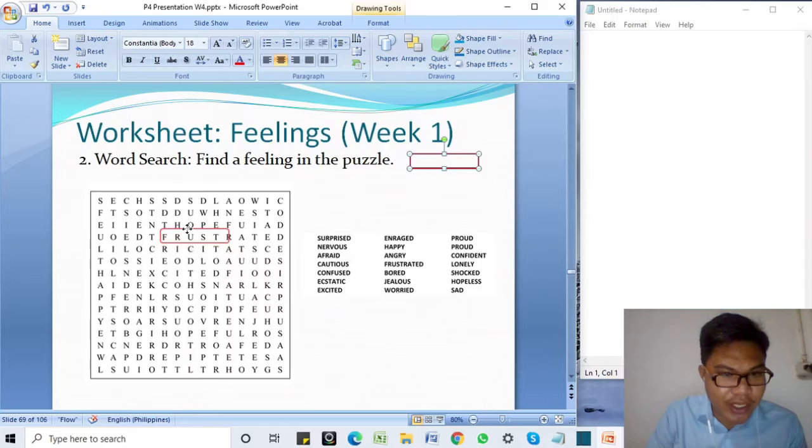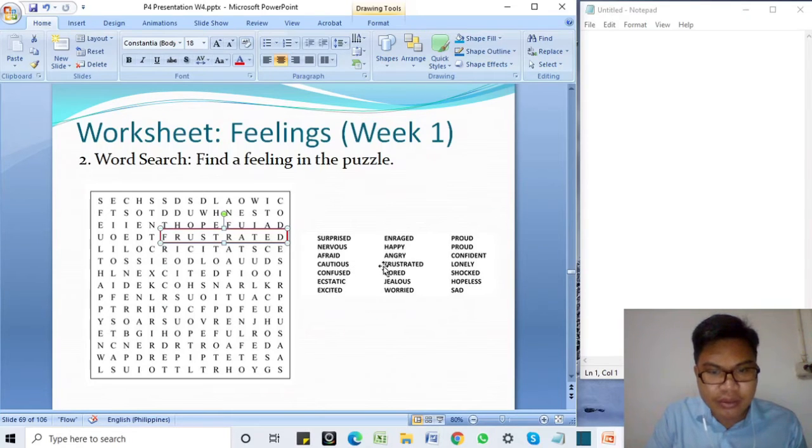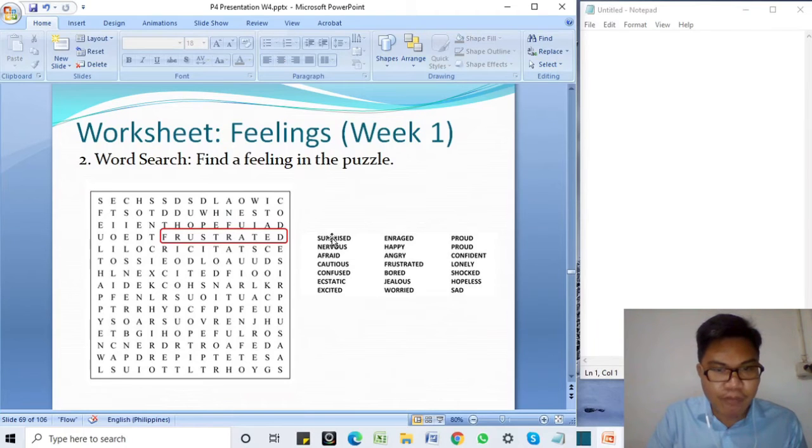Frustrated. I see frustrated. So what you're going to do is encircle the word. Encircle it, like this. You have to encircle the word that you find. And then, that's it, you have frustrated already. So you're going to find the rest of the words here. Okay? Alright. So there are more words for you to find here. Okay? So that is your homework.